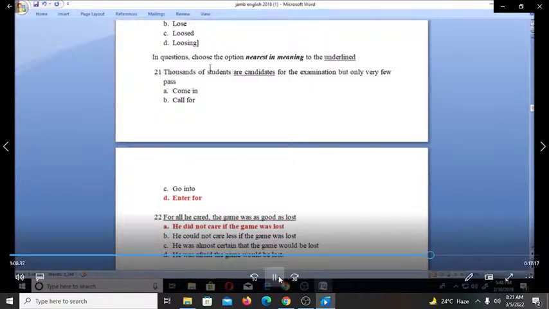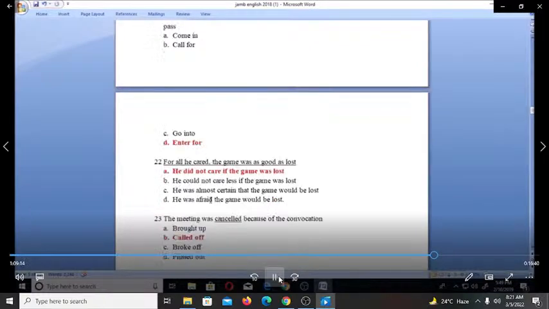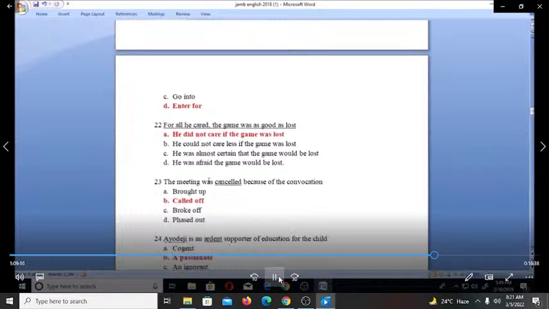So let's continue. In the questions, choose the option nearest in meaning to the underlined. Number 21. Thousands of students are candidates for the examination, but only very few pass. The underlined phrase is are candidates. The options are A, come in, B, call for, C, go into, D, enter for. The nearest in meaning to are candidates is enter for. So you can see the answers. I already highlighted them in red for easy understanding. Number 22.